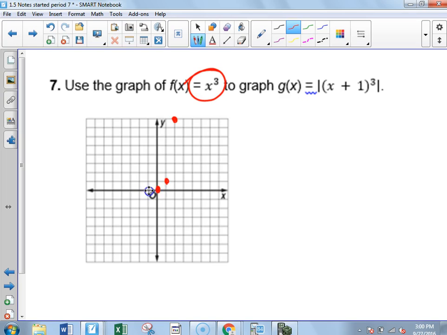-1, -1 and -2, -8. Would you have remembered that the cubic was that shape, I hope? Ooh. Really hard to grab. It was, and I did a pretty nice job, if I say so myself. That was pretty good. Okay, what's the shiftiness going on here?